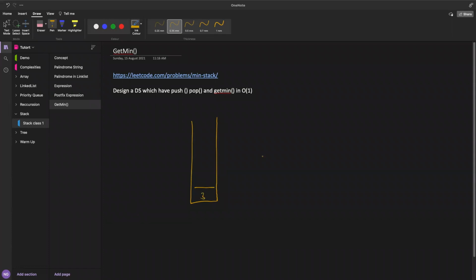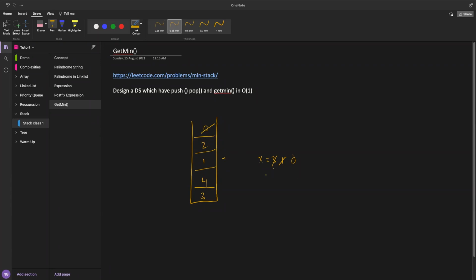The minimum element is, if I'm using a variable to hold the minimum value, 3. Then I will insert 4. The minimum remains 3. I will insert 1. The minimum becomes 1. I will insert 2. The minimum becomes 1. I will insert 0. The minimum will become 0. That is fine. Pushing and maintaining the minimum is fine. But the problem happens when you do pop. When you take out 0, the minimum element is no more 0. The next minimum element should be 1.